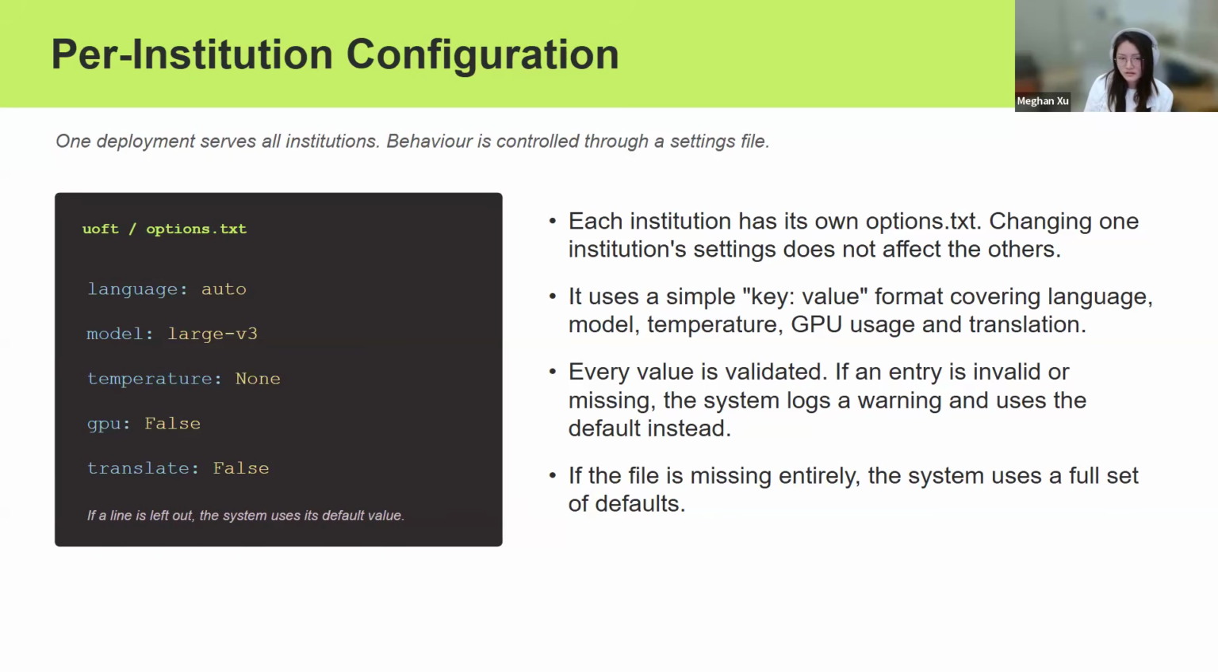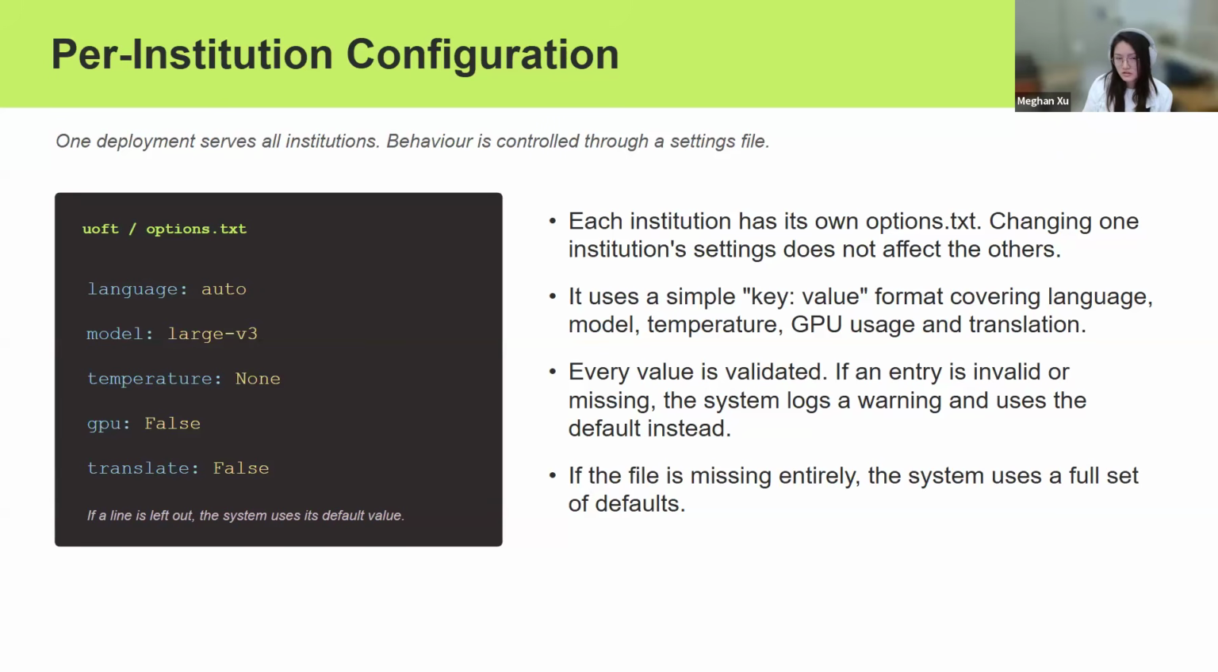You can see on the left side is a real example from U of T. Language is set to auto, which means Whisper will detect the language automatically. And then the model is set to large-v3. This is the Whisper model we use. And then there are also settings for things like temperature and translation. I'll go through the main parameters in more detail over the next slide.